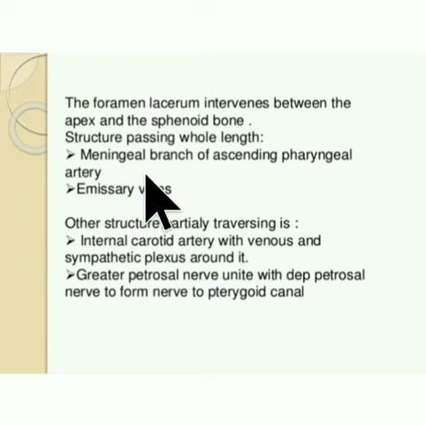The structures which pass through the foramen lacerum are the meningeal branch of the ascending pharyngeal artery and the emissary vein, and the other structures are the internal carotid artery with venous and sympathetic plexus around it. We already studied the body of the sphenoid bone. On the lateral part of the body of the sphenoid bone, there is a sulcus, a groove for the internal carotid artery. This groove extends posteriorly and leads into the foramen lacerum.